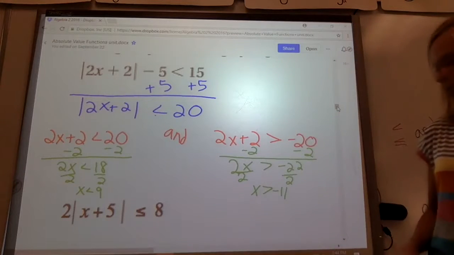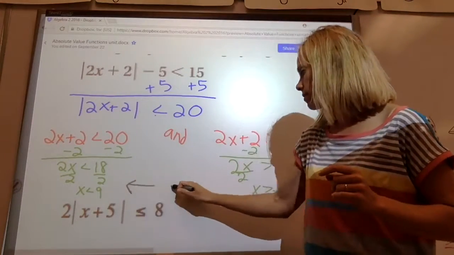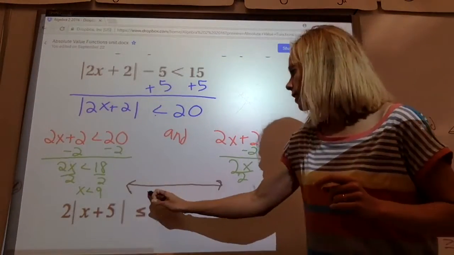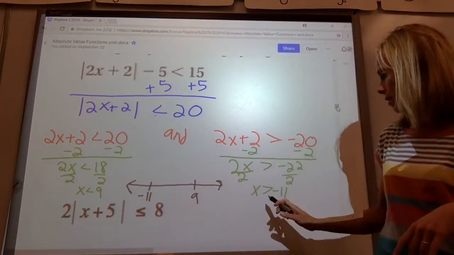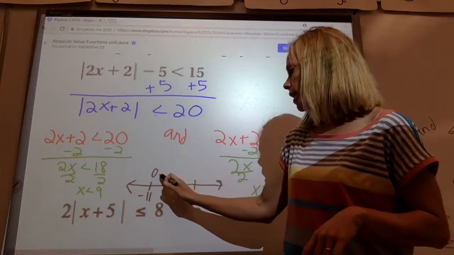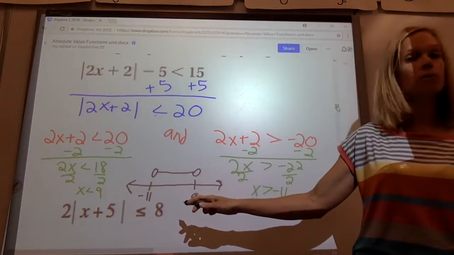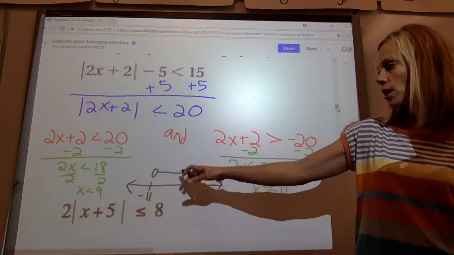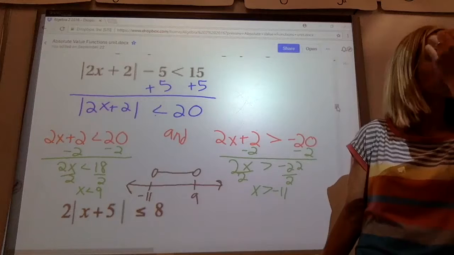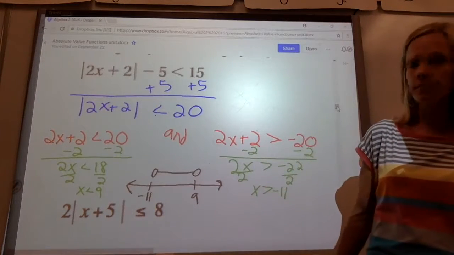I get negative 11. So when I graph this on a number line, it should look like an and statement. So negative 11 is first because it's smaller, then my 9. And I'm greater than negative 11 and less than 9. The and statement looks like an and graph, so I'm good there. That's my check. Right? I'm not going to plug the numbers in and check. I'm going to check by making sure and looks like an and.